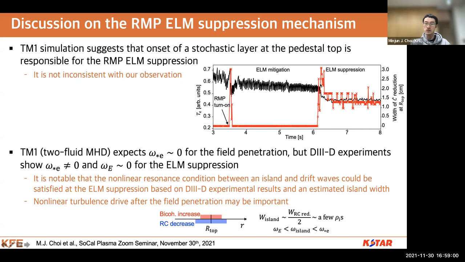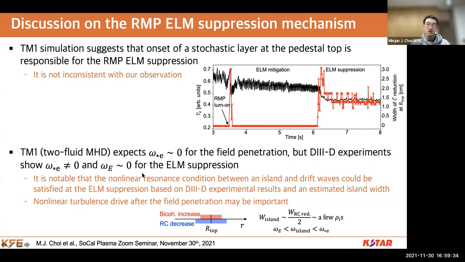Our analysis also shows the sudden onset of a reduction of the rescaled complexity with the RMP ELM suppression transition. And another interesting thing to note is that TM1 expects the diamagnetic frequency to be near zero for the field penetration, but the DIII-D experiment shows a non-zero diamagnetic frequency and nearly zero electric drift frequency for the RMP suppression.